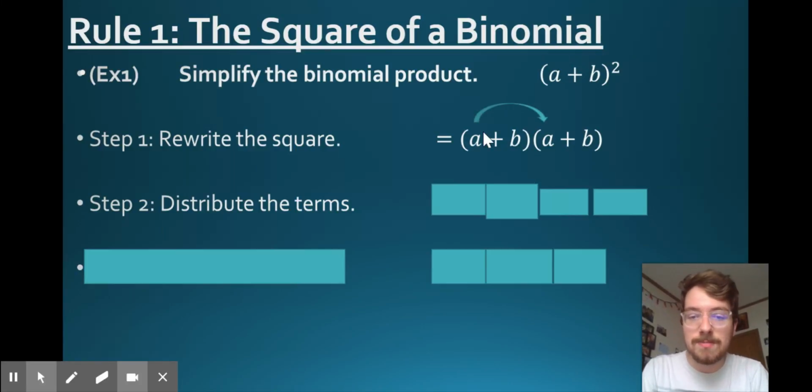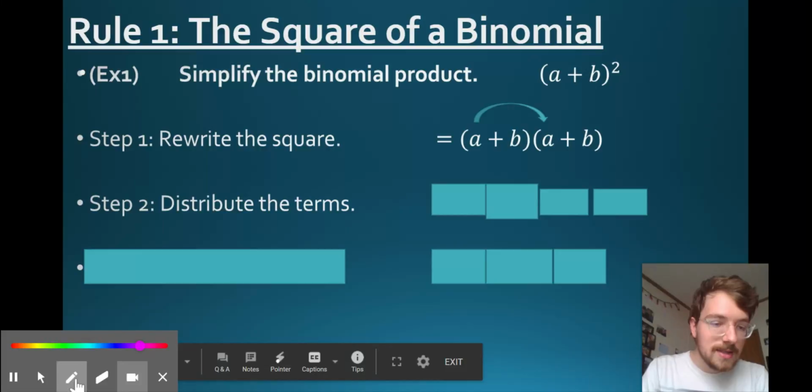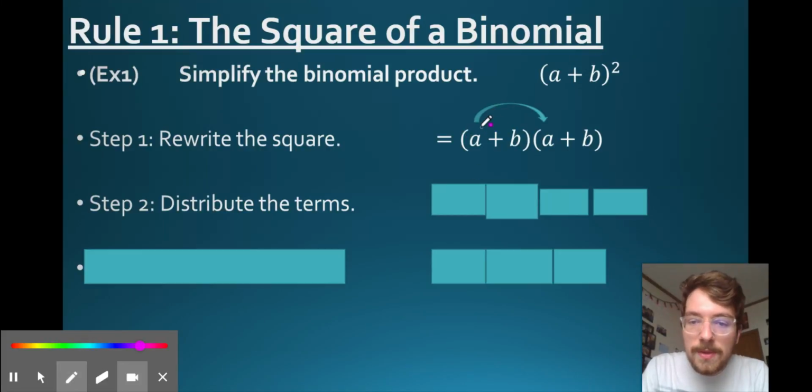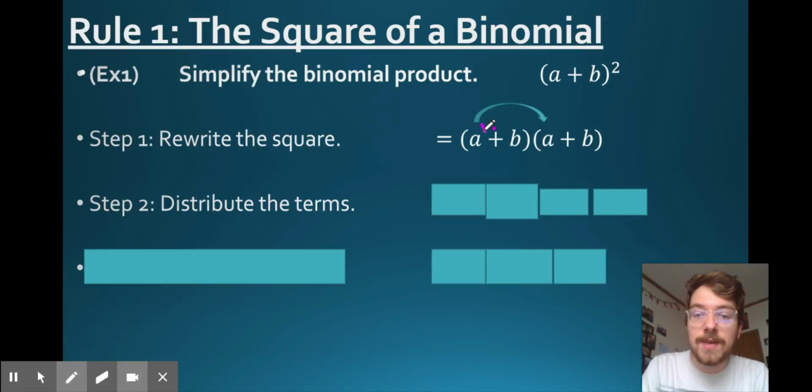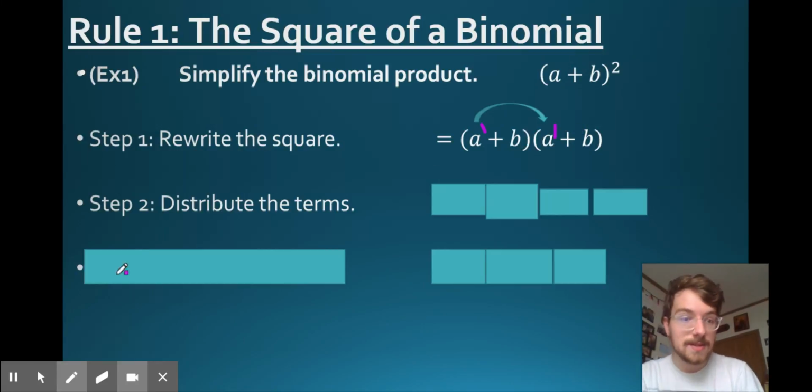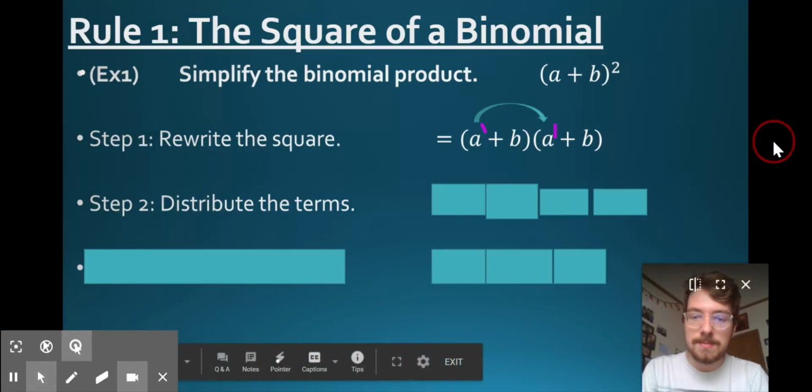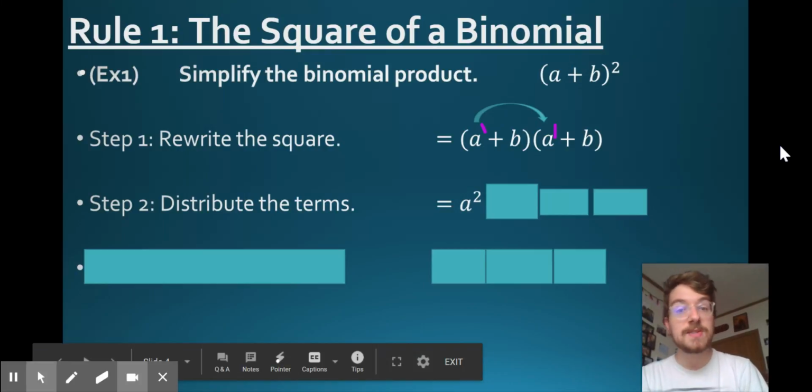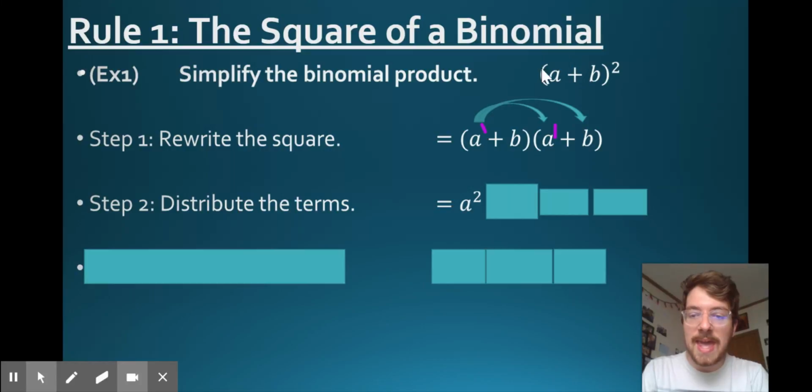So I'd want to do my first term times the first term in the other binomial, so a times a, which is the same variable with no exponents, right? So they've got a 1 exponent. So a to the 1 power times a to the 1 power, well, that's just going to give me a to the second power, or a squared in this case. So that one's cool. Next, I'd want to do a times the other term, b.